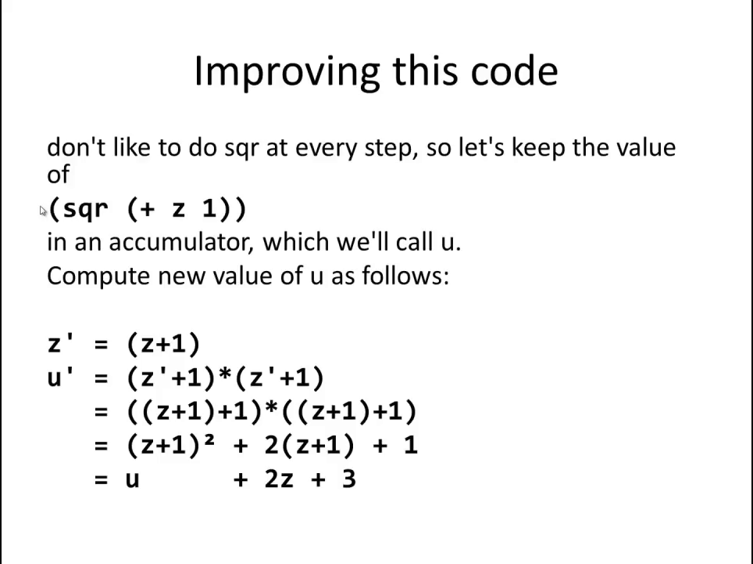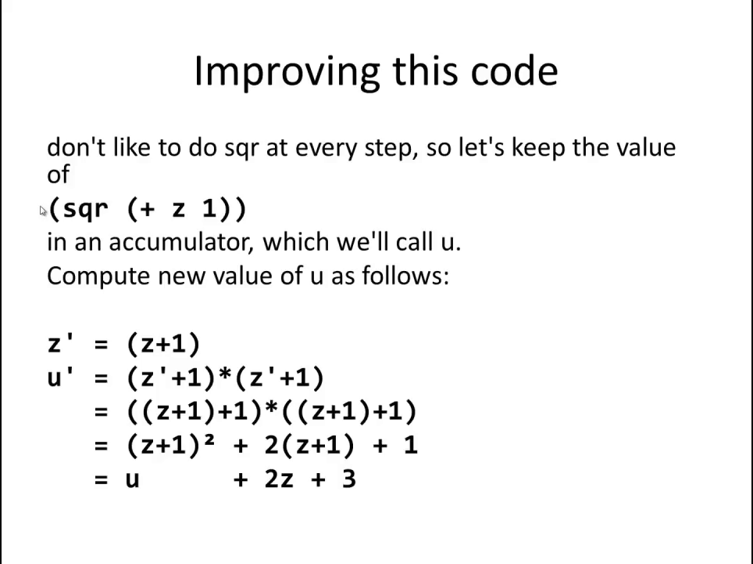So my new value of z, let's call it z prime, is z plus 1. That means the next value of u, u prime, should be z prime plus 1, the quantity squared, right, because u is supposed to be equal to z plus 1 squared. So when z becomes z prime, u should become u prime.